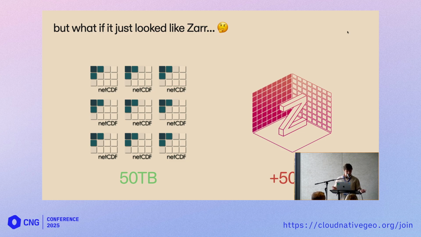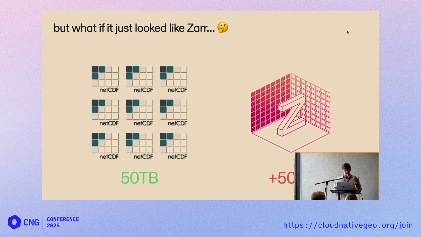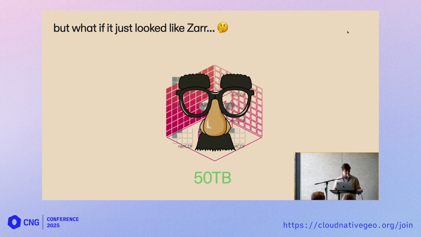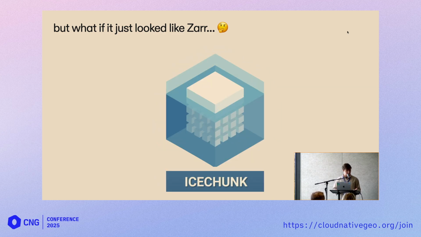But what if instead we just made the NetCDFs somehow look like they were Zarr, so that client code could read them as efficiently as Zarr, but they were actually still NetCDFs underneath? In other words, we need some kind of layer on top of the NetCDFs to disguise them as something else. That layer is IceChunk, and particularly IceChunk's ability to store what are called virtual chunks.